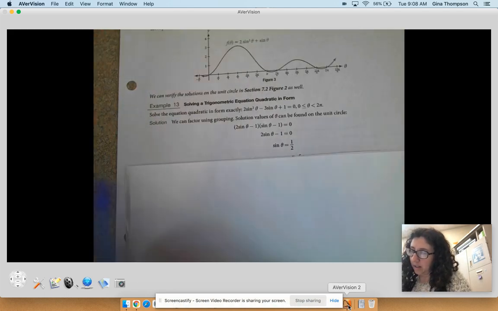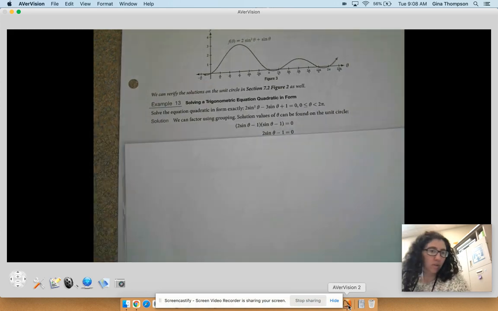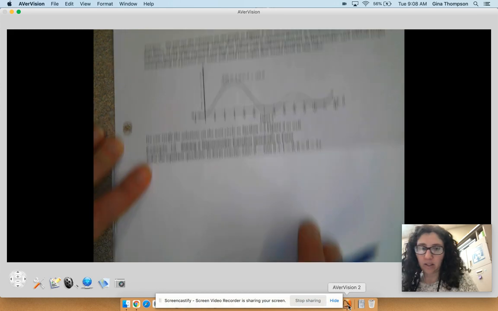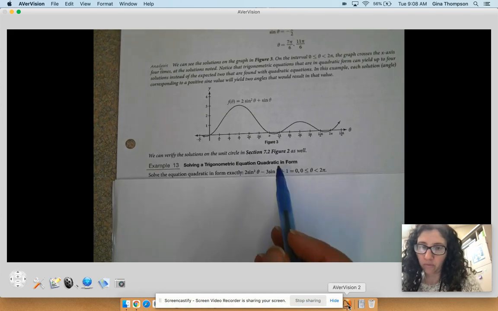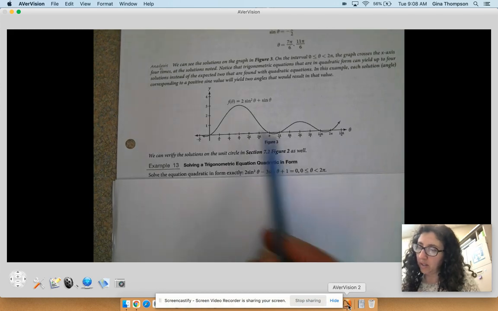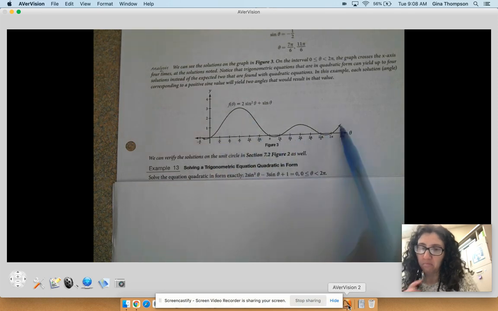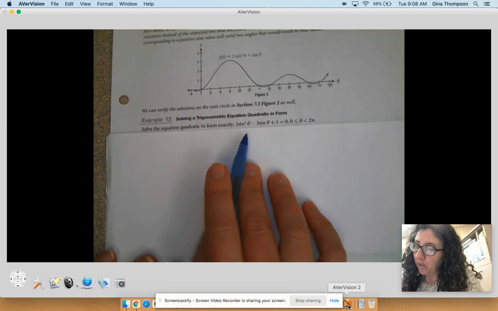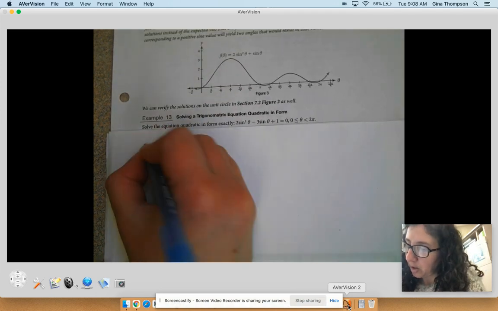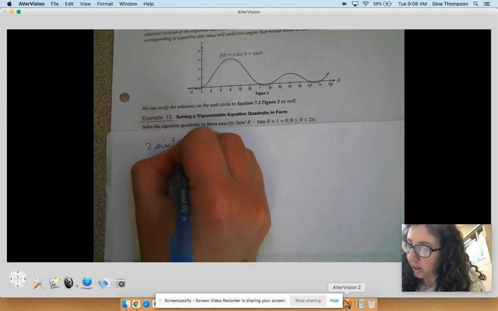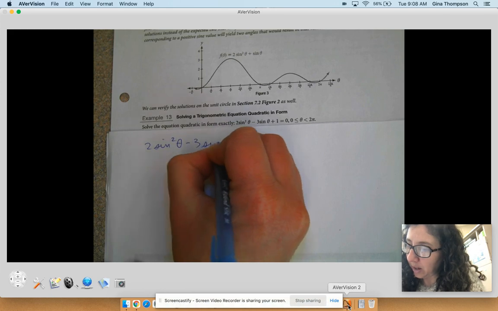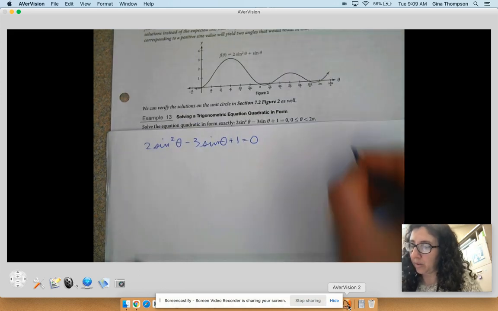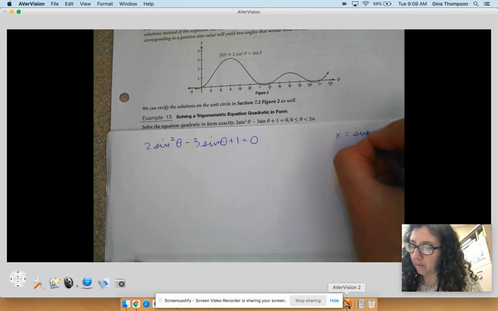Let's do one last one that's in quadratic form. Just use new paper. What if we have this? Oh, and this is a graph of that last equation. Kind of cool. Okay, what if we want to solve this one? 2 sine squared theta minus 3 sine theta plus 1 equals 0. Kind of stressful. Let's just let x equal sine theta.